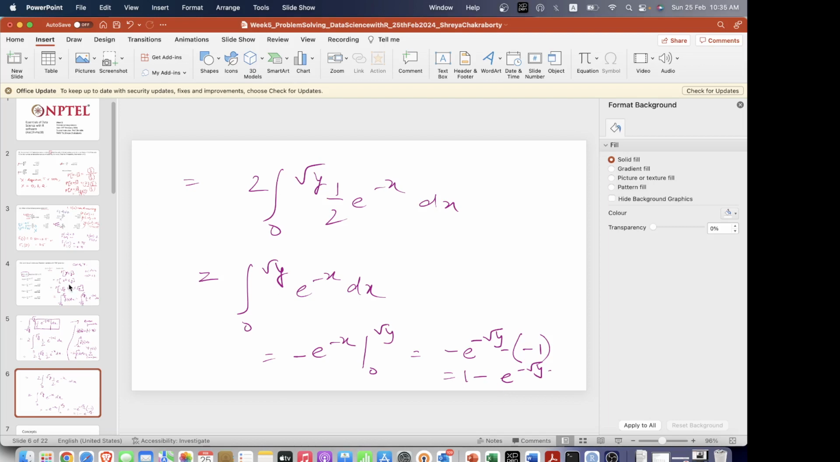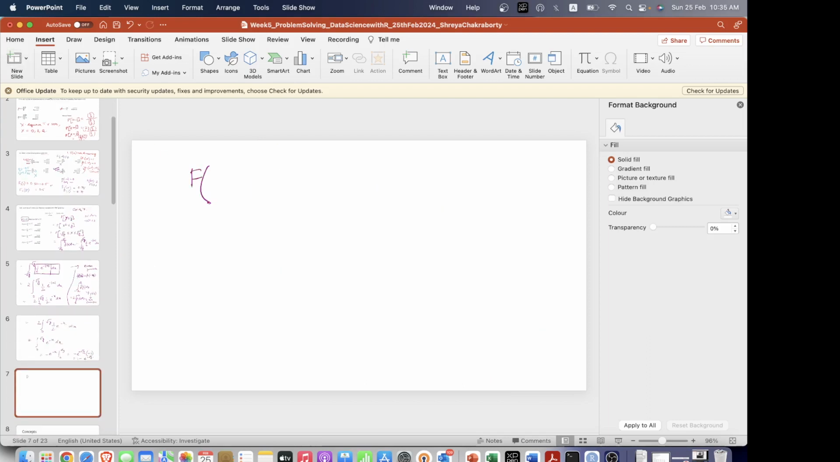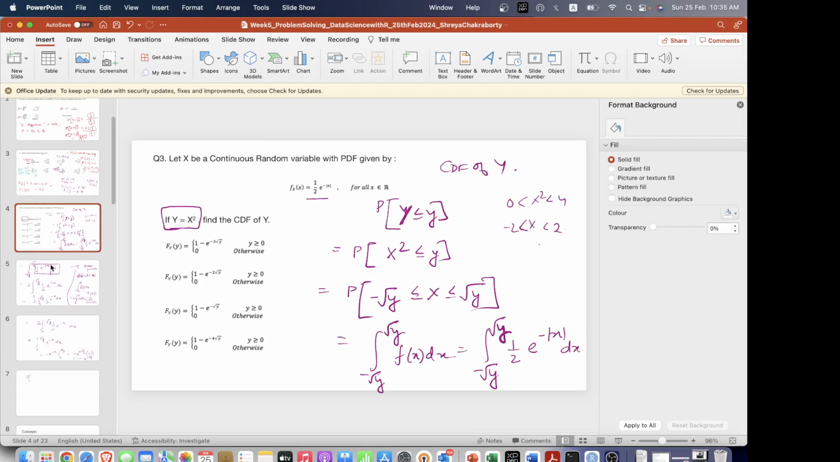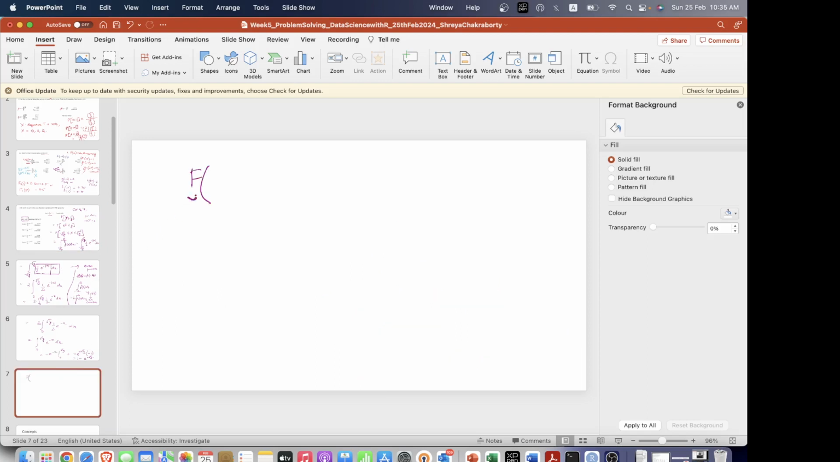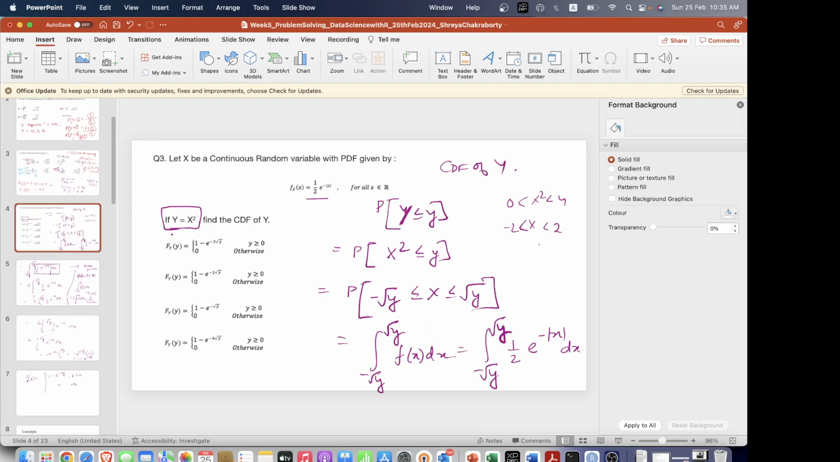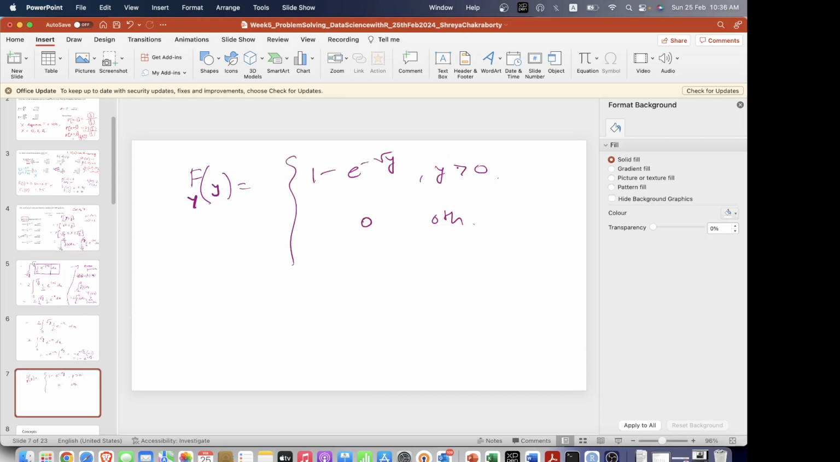So therefore the answer to this question is F_Y of y is equal to 1 minus e to the power minus root y when y is greater than 0, and 0 otherwise. That is this thing.